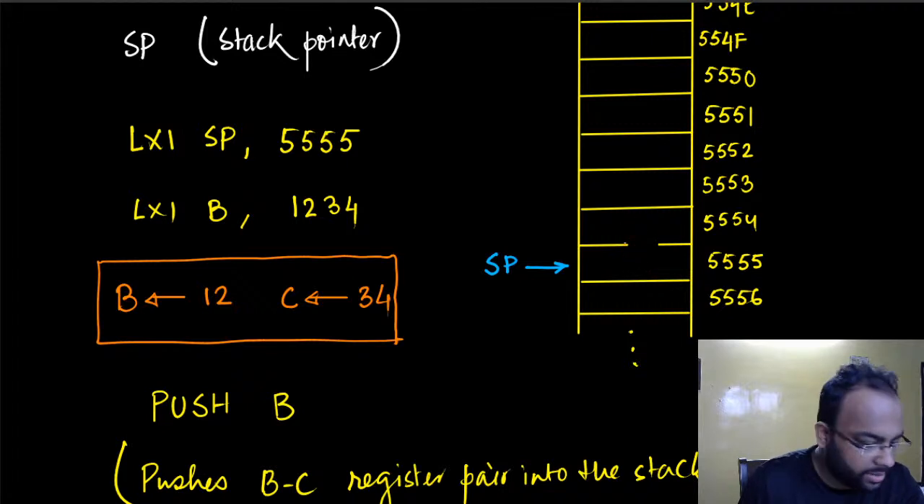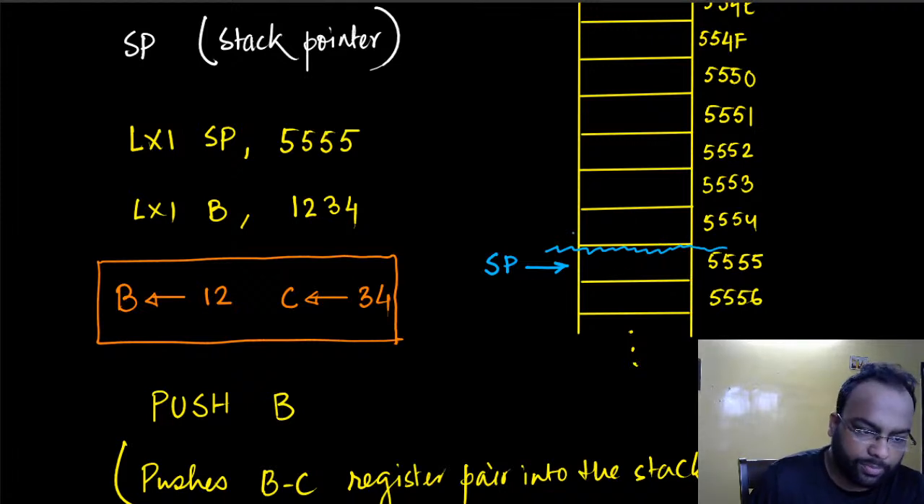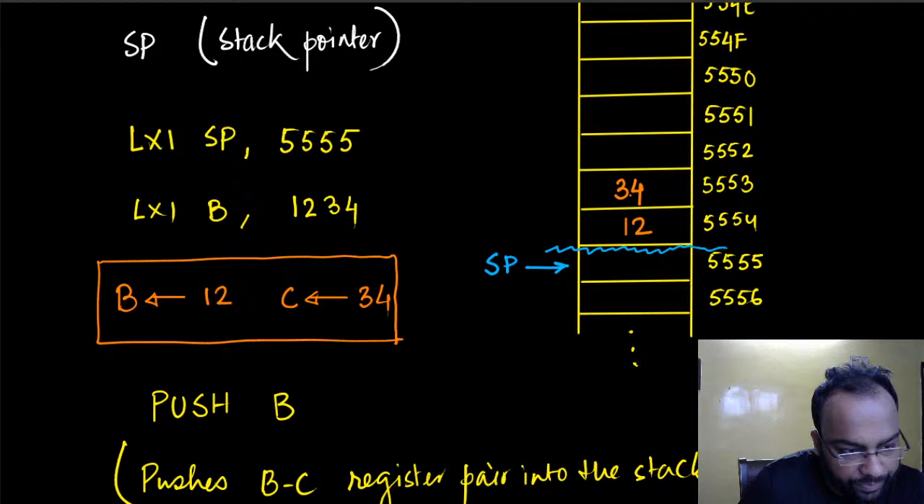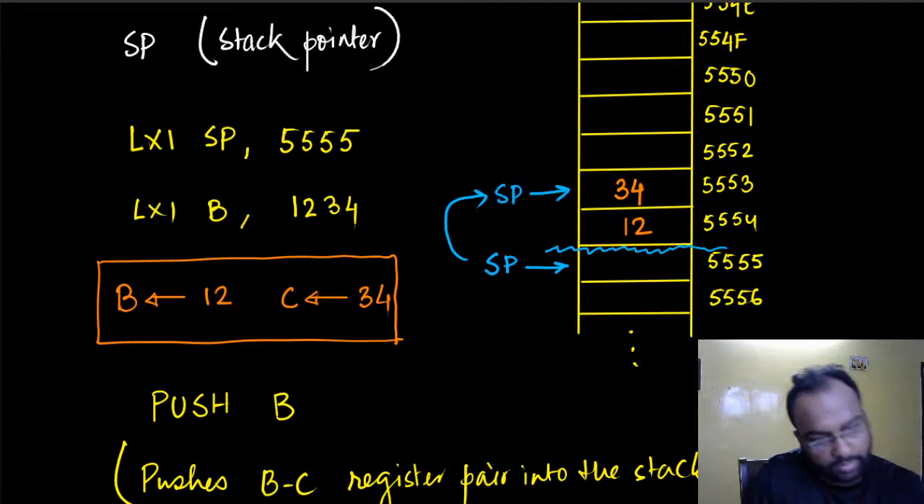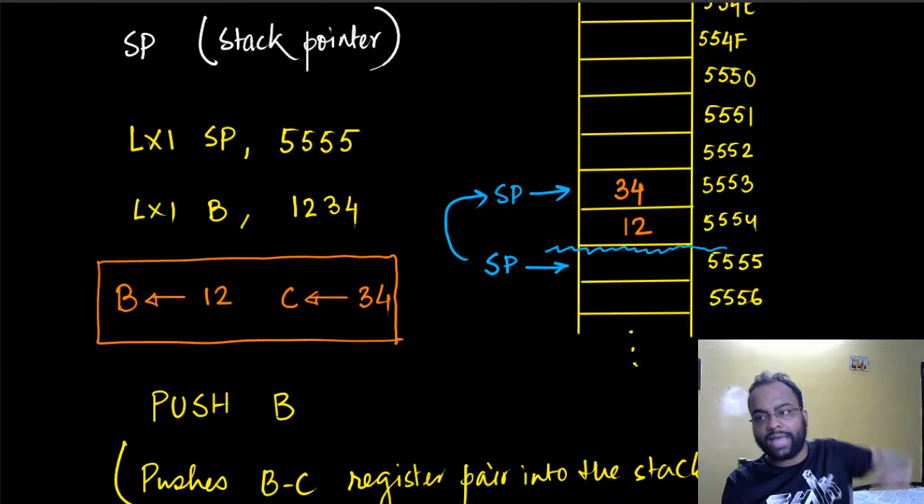So this is the bottom of the stack, right? Bottom of the stack. This is the threshold point. Nothing can be stored beyond this point. So if I do this push instruction here, what happens? 12 is stored here and 34 is stored here, and the value of the stack pointer gets changed so that it now points to this particular memory location. So you understand what is happening here.